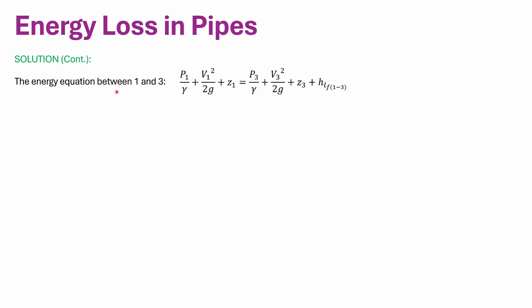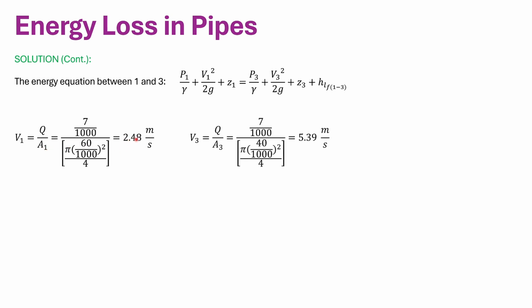The energy equation between point 1 and 3. So we write the same thing, but this time from point 1 to point 3, and HLF from point 1 to point 3. Again, we calculate V. So V1 equals Q divided by A1. So we get 2.48 meters per second.